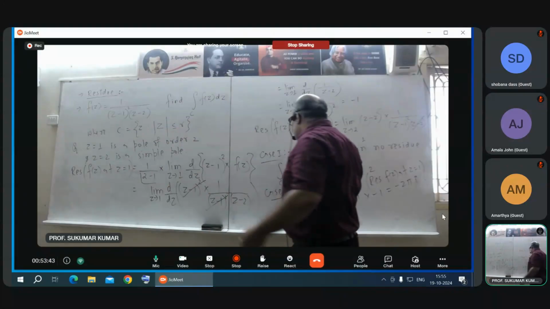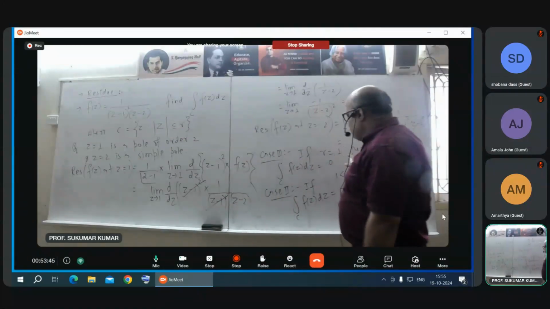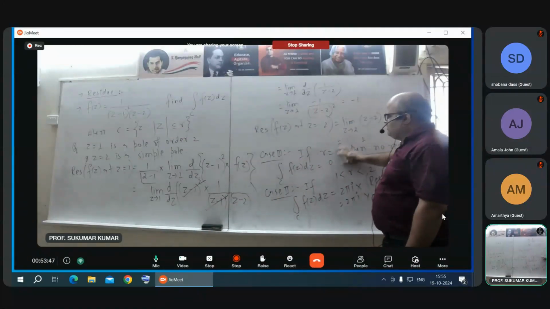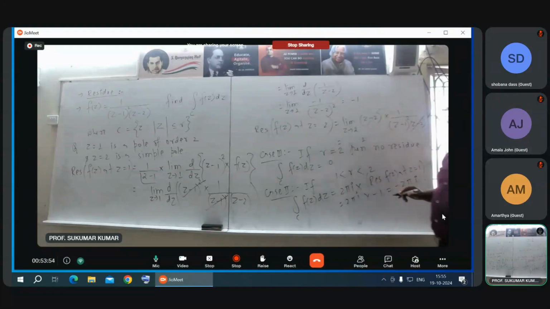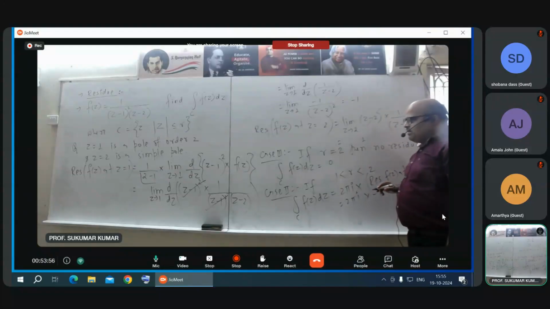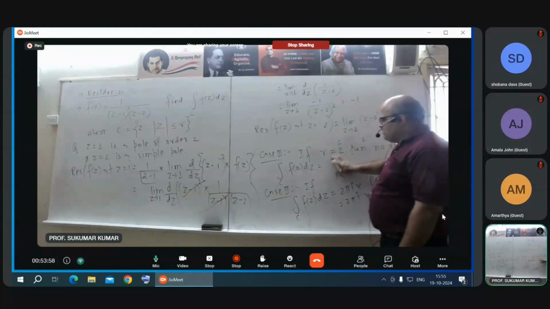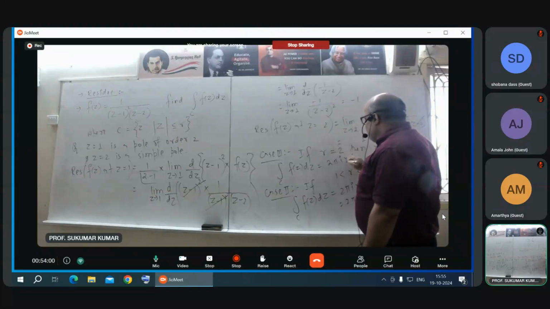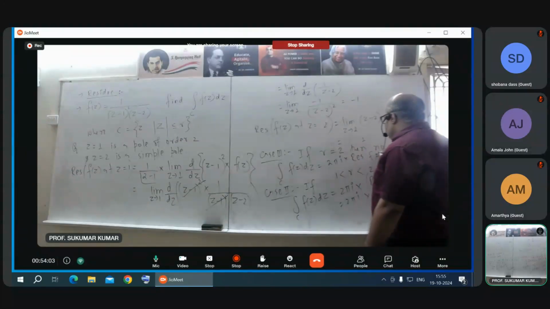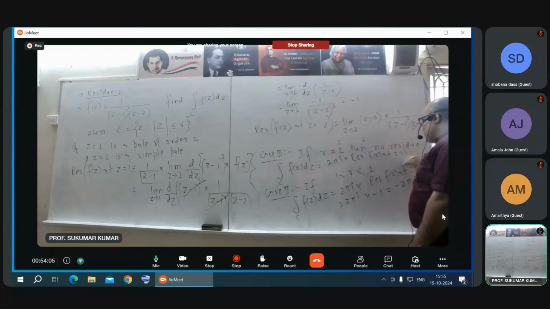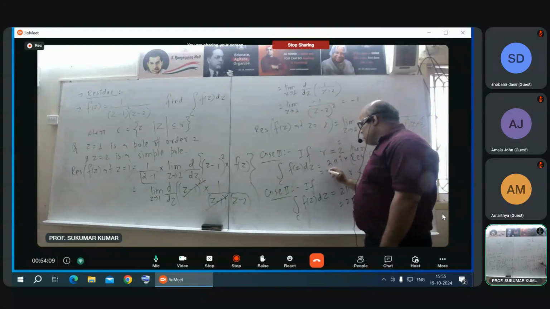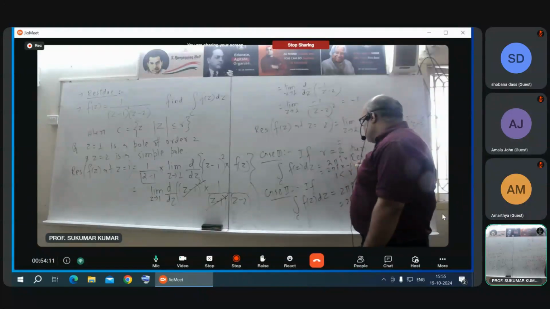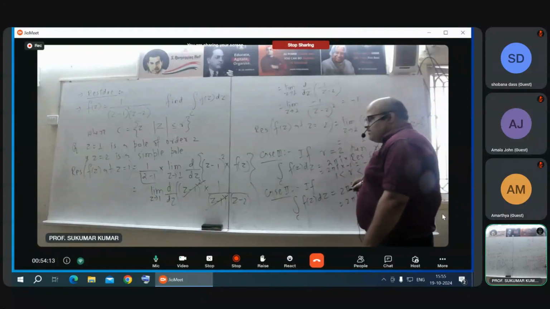Here itself, suppose case 3, if r is equal to 2, then what integration value will come? 2 pi i into the residue of f of z at z equal to 1 only, because 2 is the boundary. So 2 pi i into minus 1, minus 2 pi i.